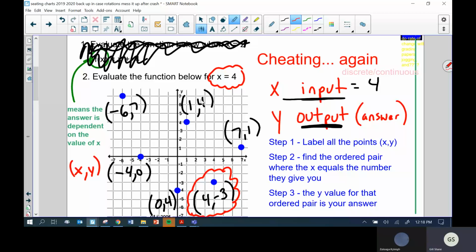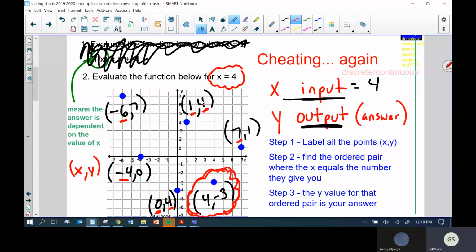Now we have other ordered pairs, like here x is -6, here x is -4, but that's not what x equals. X equals 4. Here x is 1. Now y was 4, so don't get confused between x and y, because y is 4 in that one, but that's not what we want. Here x is 7, so that's not close. Again, here the y is 4, but we don't want y equals 4. We want x equals 4. So the only one where x equals 4 is right here. So that's your next step, is find the one where the x value matches up.